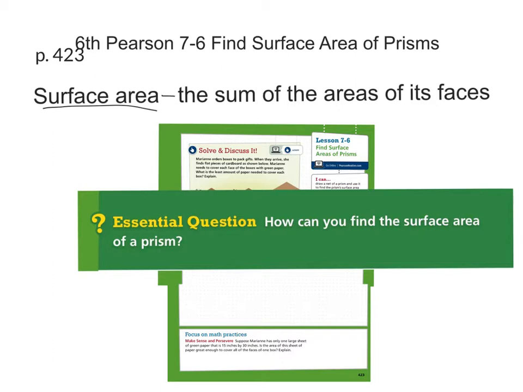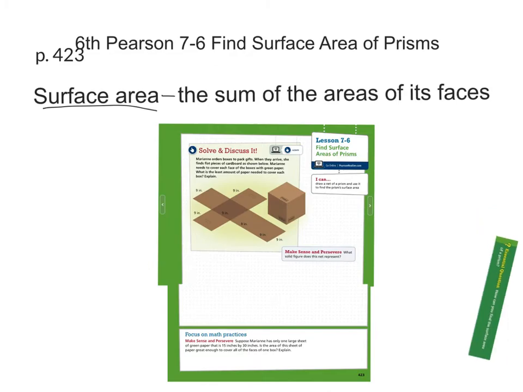One way of looking at it is, if you had a three-dimensional shape, surface area is kind of like asking how much material it would take for you to make that shape. So how can you find the surface area of a prism?